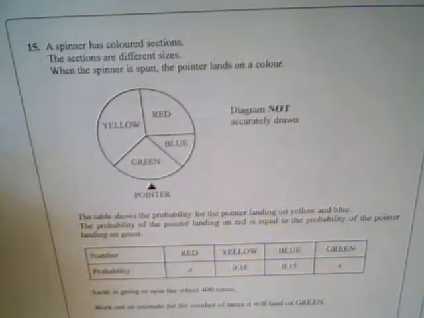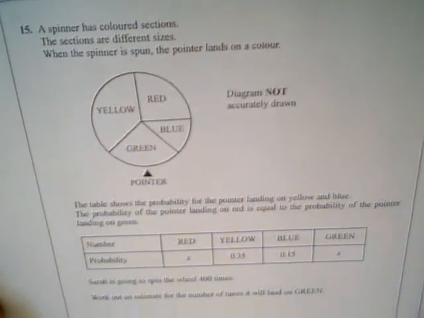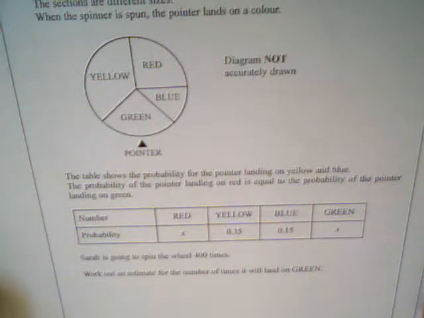Question 15. A spinner has coloured sections. The sections are of different sizes. When the spinner is spun, the pointer lands on a colour. The diagram is not drawn accurately. The table shows the probability for the pointer landing on yellow and blue. The probability of the pointer landing on red is equal to the probability of the pointer landing on green. This is represented by X.